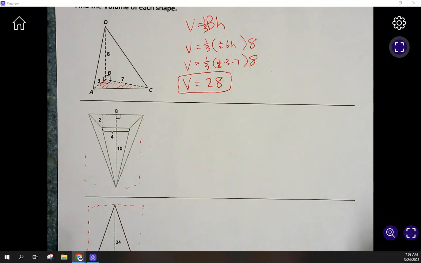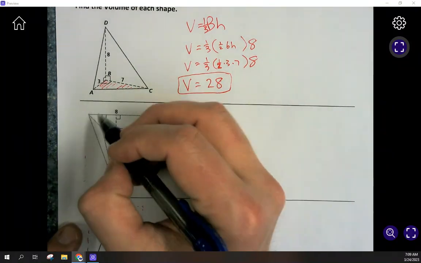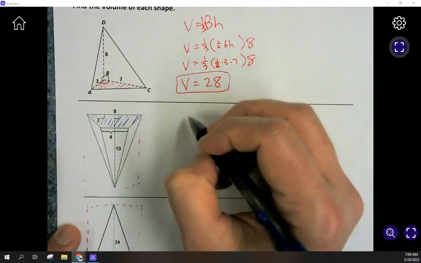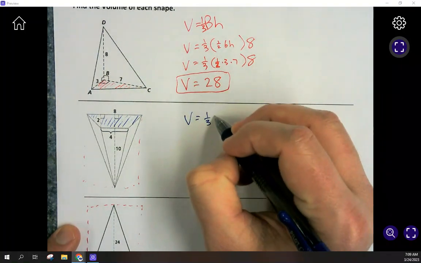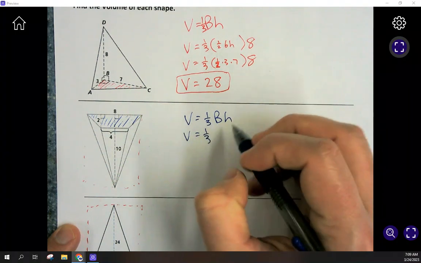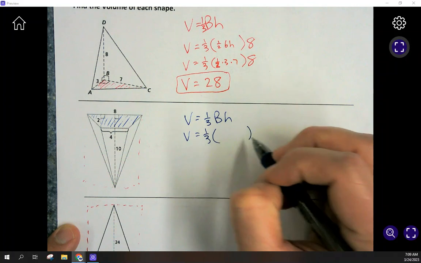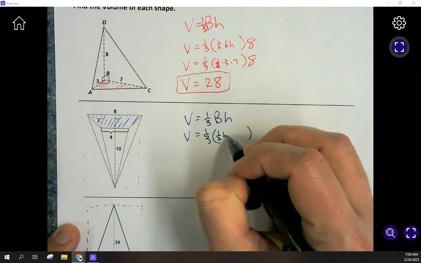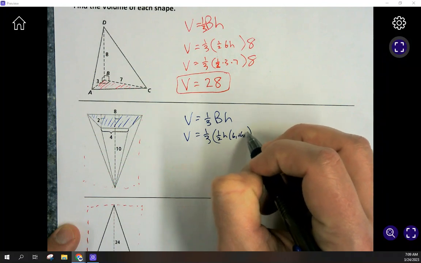All right, the next one. Pyramid, but the base is a trapezoid. Here's the base, it's upside down. So it's 1/3 big B times H. So for big B, we're going to go ahead and plug in the area of a trapezoid. So 1/2 times H, B1 plus B2.